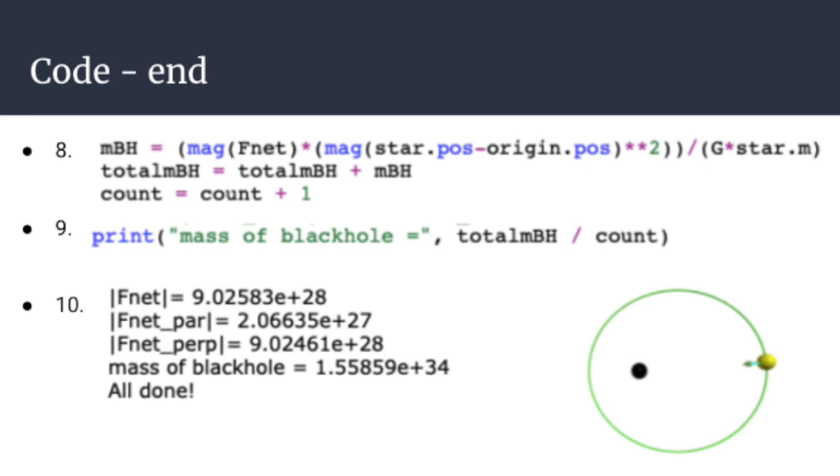MBH is the mass of the black hole and is set to the altered version of the universal law of gravitation. I've also included a count meter as well as summed up all the masses, so I can divide that number by the number of entries to get an average for my data.